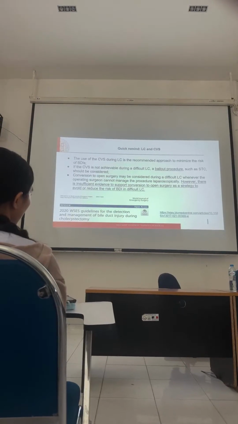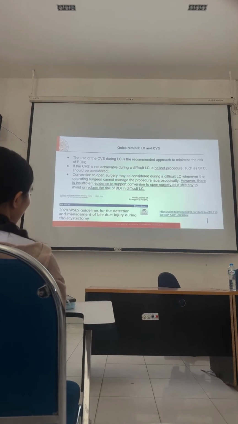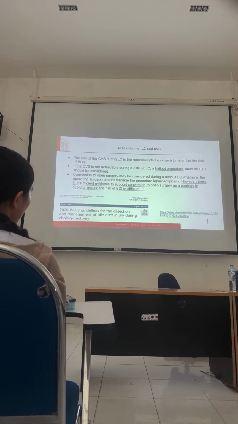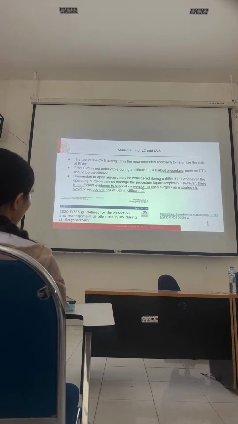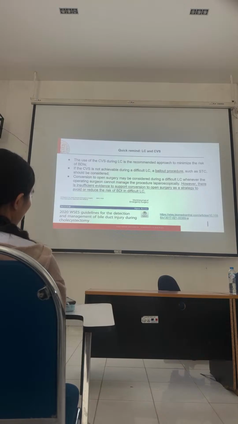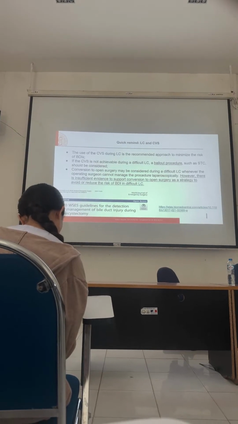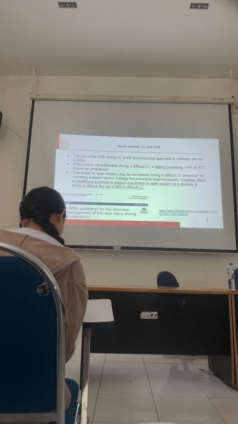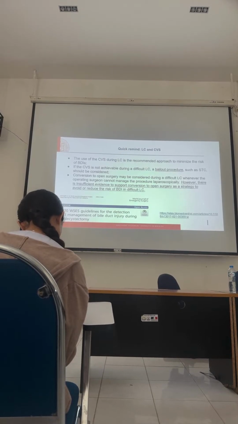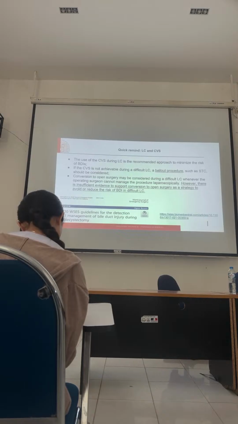But what if I'm not able to reach the CVS? So then we go to bailout procedure. I will give you a tip with a source, a good source. So we do have many bailout procedures. First one is STC, so a subtotal cholecystectomy in a different way, and it depends on the type of gallbladder we are approaching.